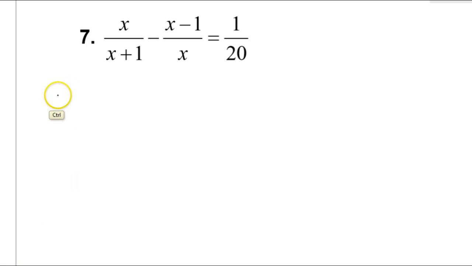Again, I like to spread these problems out a little bit to give myself some space. All right, a little space to maneuver.